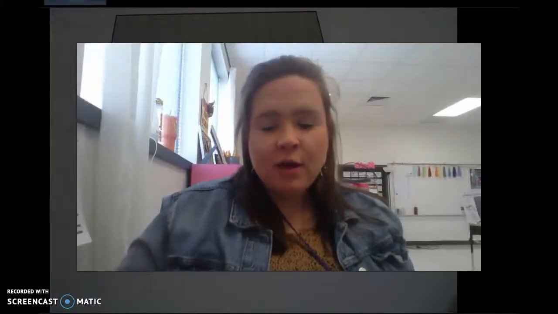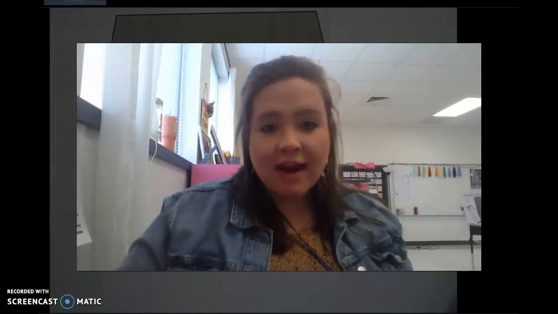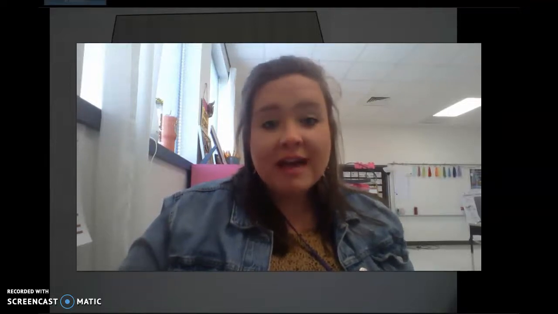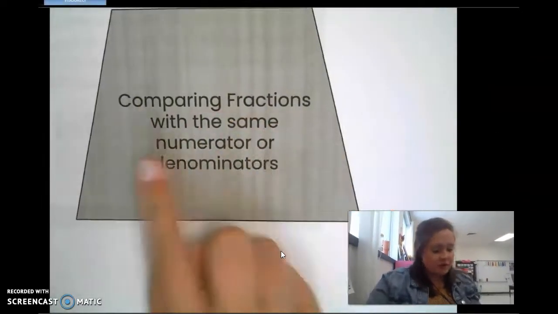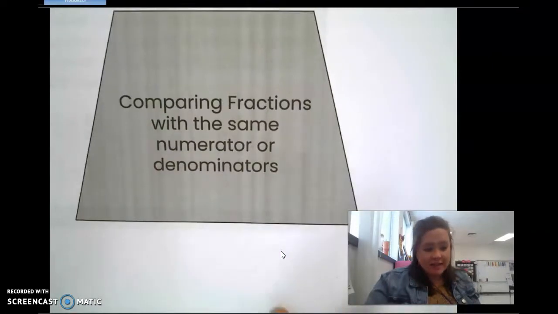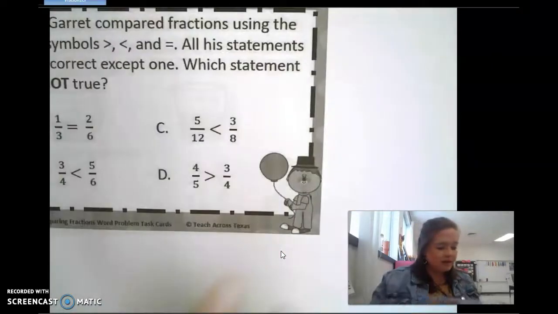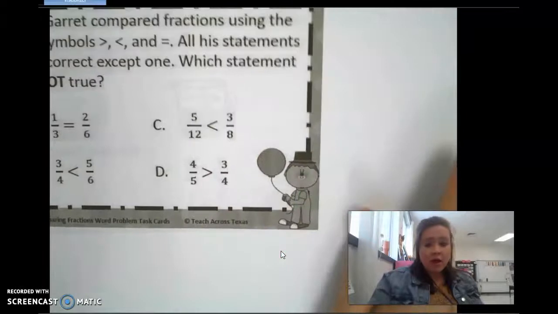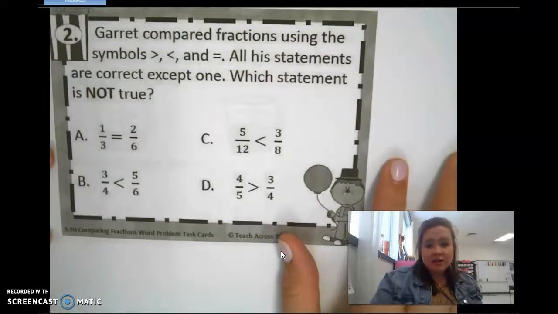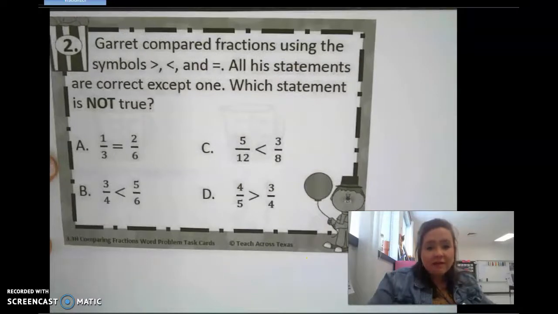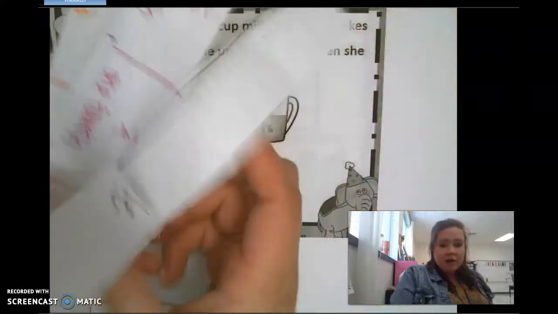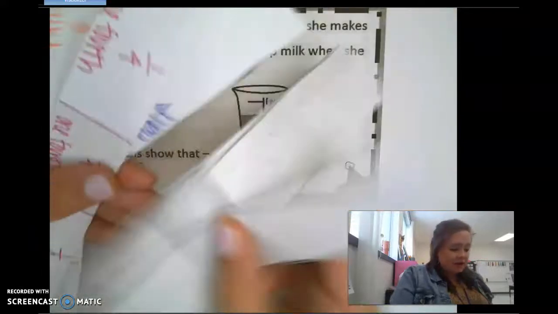Hey, third grade, we are going to be continuing practicing comparing fractions this week, as we have been doing this week, okay? So we're still comparing fractions with the same numerator and the same denominators, all right? What I want you to make sure that you have while we're going over this lesson is your fraction strips. Okay, so make sure that you have your fraction strips, all right?